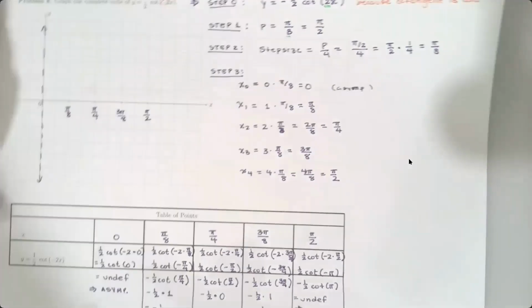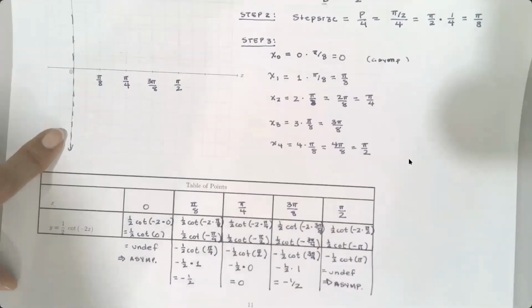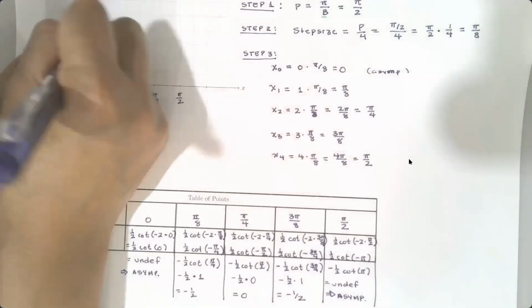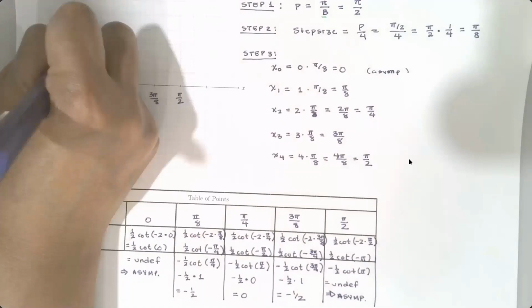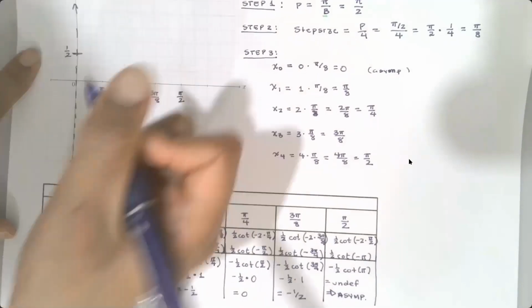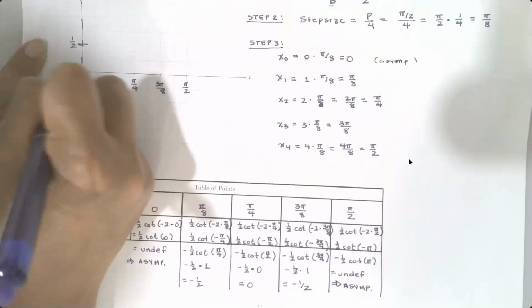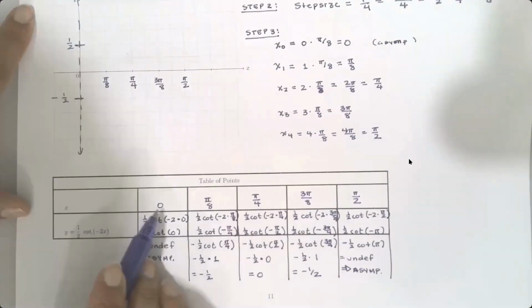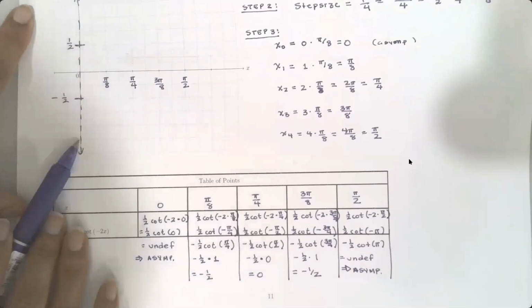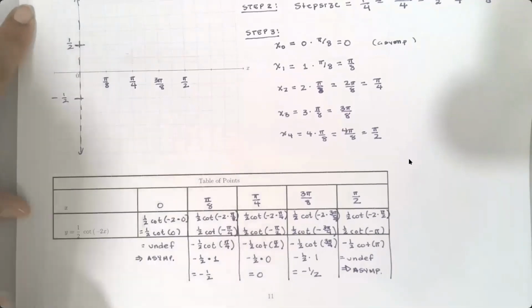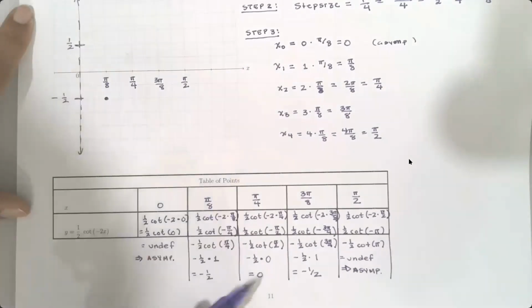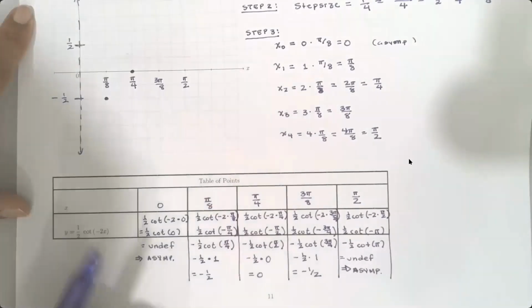Oh, and then I need to label the y's. The y's, we just need 1/2 and negative 1/2. So I'll make this my 1/2 and this my negative 1/2. Okay. So at 0 we have an asymptote. We already drew that. At pi over 8 we have negative 1/2. So that's this point. At pi over 4 we have 0. At 3 pi over 8 we have negative, oh, did I make a mistake here?